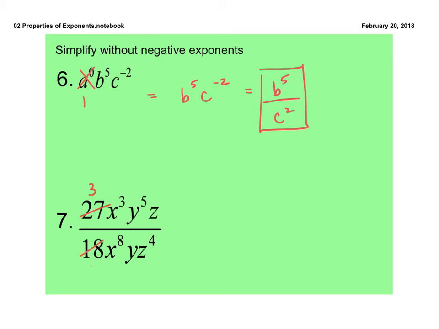We get 3, 9 out of there, and we get 2. So we can simplify that fraction just to be 3 halves. But let's work on the rest of it. So we have 3 halves initially.